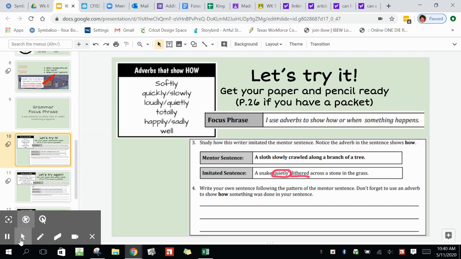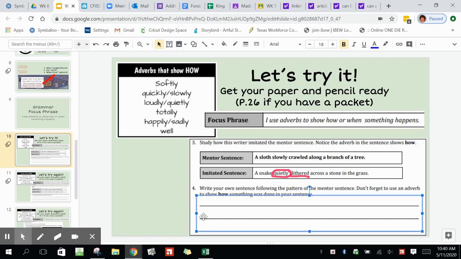So now we're going to write our own sentence following the pattern of the mentor sentences. Don't forget to use an adverb to show how something was done in your sentence. And I'm going to go over here and I'm going to write a sentence too. And you're going to write a sentence and then I'm going to give you a couple seconds to write your sentence and then we're going to move on. So my sentence is going to say, the mouse, that's my noun. What did my mouse do? Okay. He scurried, but how did he scurry?